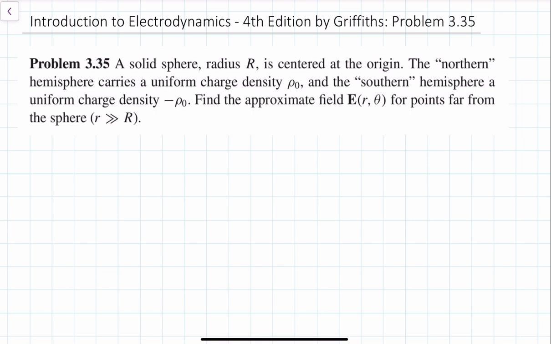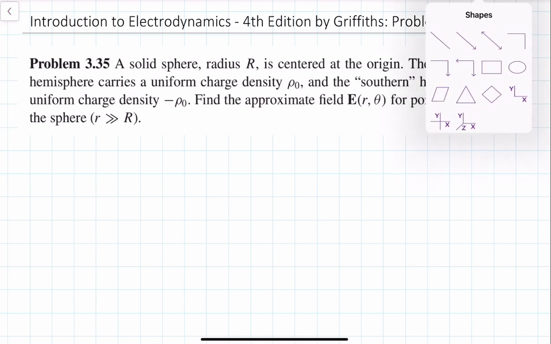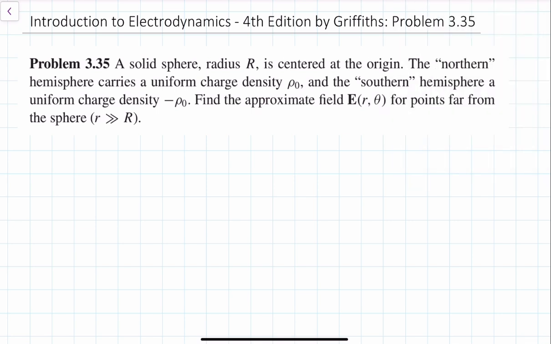Today I will be solving problem 3.35 from Introduction to Electrodynamics by Griffiths. The problem states, a solid sphere of radius R is centered at the origin. The northern hemisphere carries a uniform charge density ρ naught, and the southern hemisphere a uniform charge density negative ρ naught. Find the approximate field E of r and theta for points far from the sphere, where little r is bigger than big R. And we can start off by picturing what this sphere looks like.